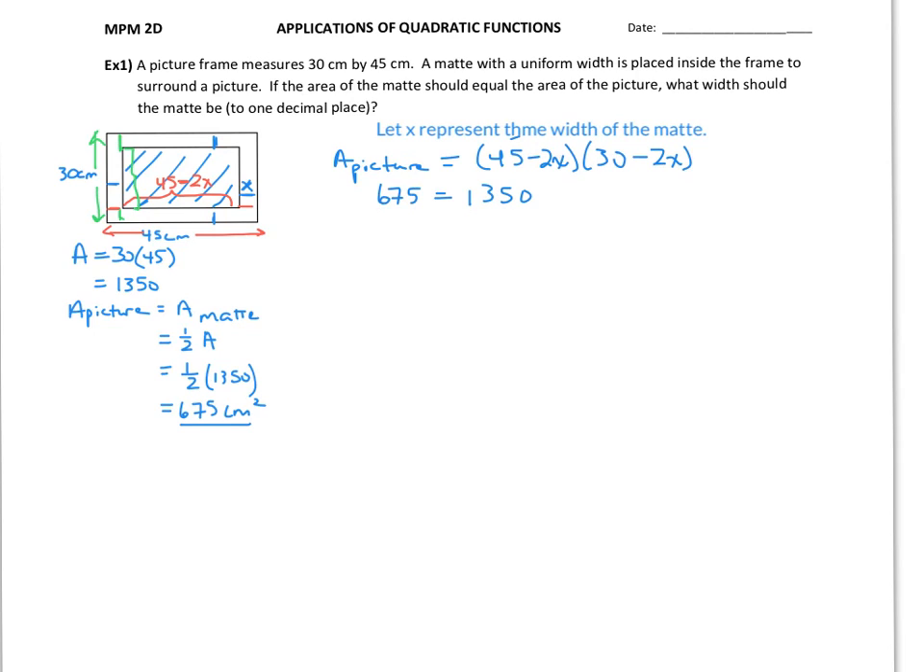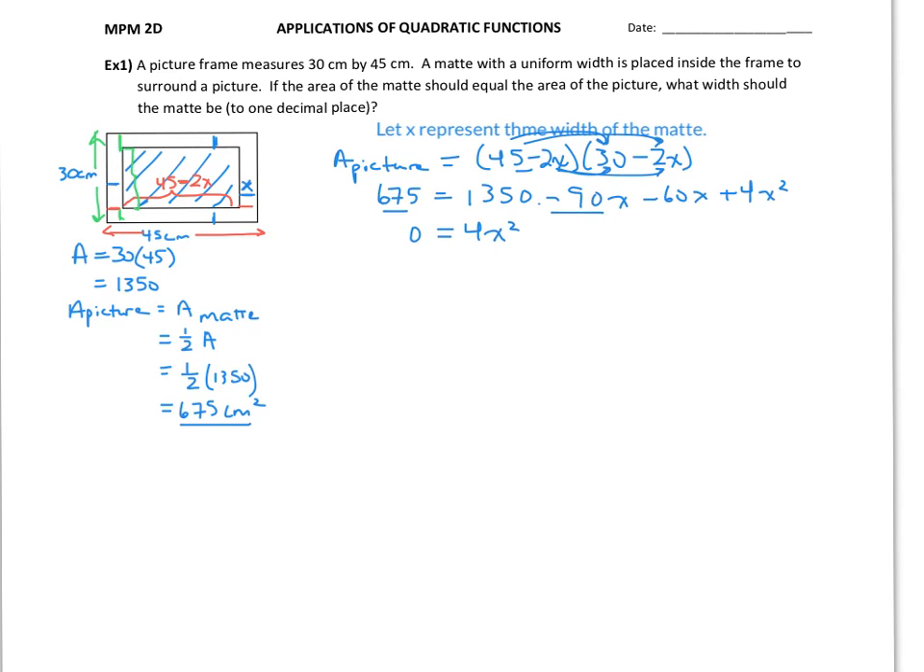So I'm just going to hop through the bracket here and get what the expanded form is, because I need to get a 0 on one side and I only have x's. I'm trying to solve for x. I want to get what that width of the mat is going to be. So we'll have a minus 90x, we'll have a minus 60x, and then we're going to have a plus 4x squared. So I'm going to rewrite that in standard form, putting the x squared first.